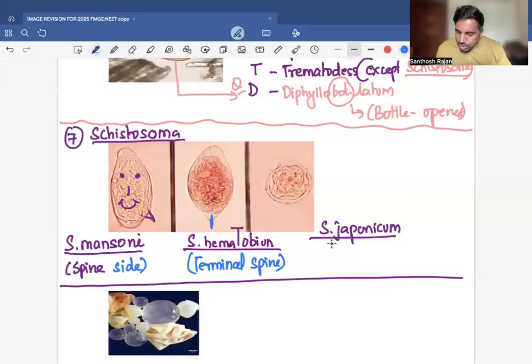Now, japonicum: you can see usually they have a small nose or knob. When you see a small knob or a nose, that is japonicum. Japonicum is a less frequently asked question.